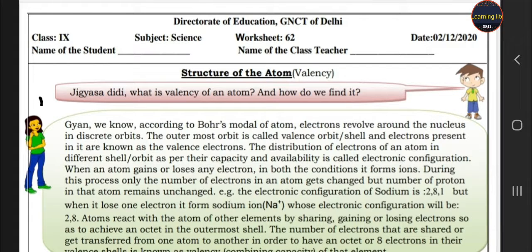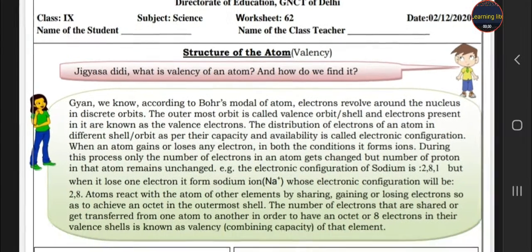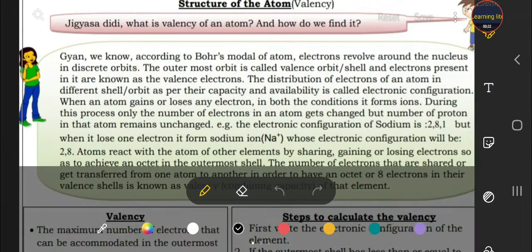Gyan asked Jigyasa Didi, what is the valency of an atom and how do we find it? Jigyasa replied, Gyan, we know according to the Bohr model of atom, electrons revolve around the nucleus in discrete orbits. And the outermost orbit is called the valence shell or valence orbit. It's very important, student. What is the valence shell?